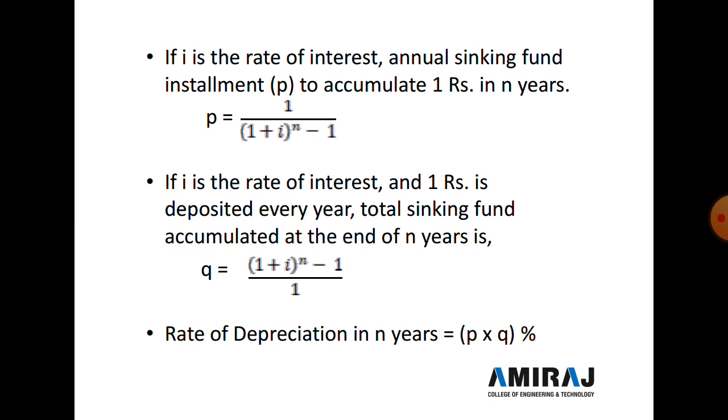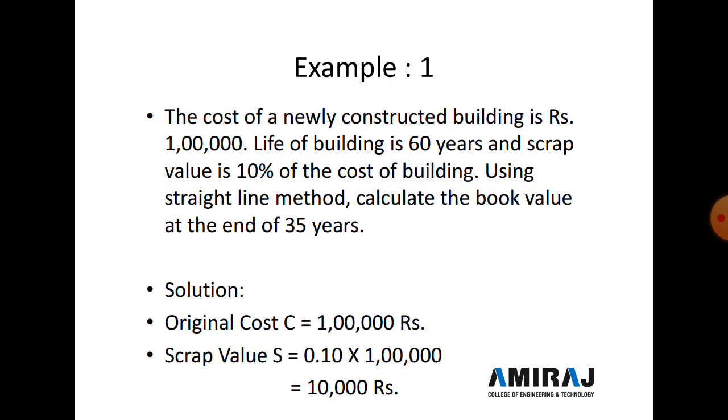Now if i is the rate of interest, the annual sinking fund installment to accumulate 1 rupee in a year is p = 1 / ((1 + i)^n - 1). If i is the rate of interest and 1 rupee is deposited every year, the total sinking fund accumulated at the end of n years is q = ((1 + i)^n - 1) / i. So the rate of depreciation in n years is p multiplied by q in percentage.